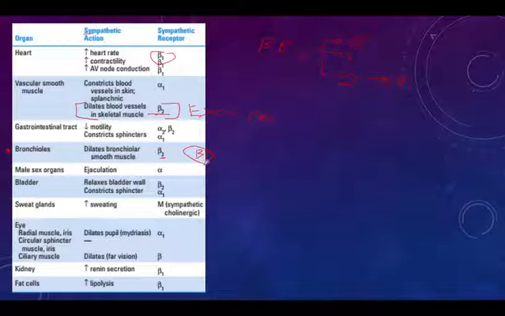And another way I remember this is people with asthma, right? Inhaler. How many times have you heard albuterol? Albuterol is something called a SABA, a short-acting beta agonist.